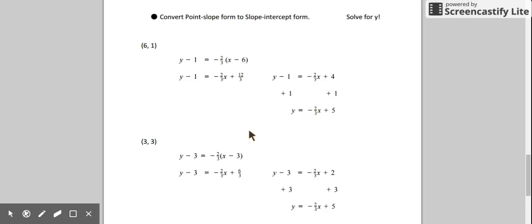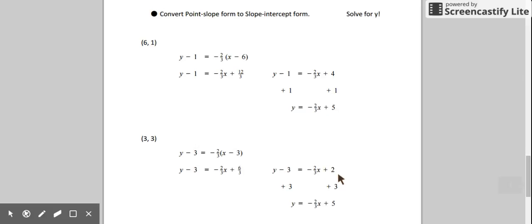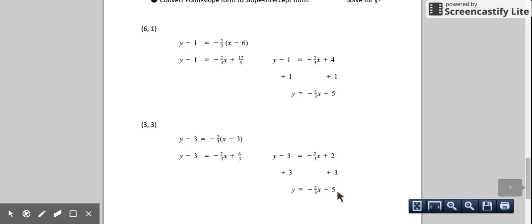Let's take a look at that other equation and see if we get the same thing. So again, I'm going to use my point-slope form, convert it to slope-intercept form, first by distributing my slope inside everything inside these parentheses. Negative 2/3 times x is negative 2/3 x. Negative 2/3 times negative 3, well, negative 2 times negative 3 is 6, divided by 3 is positive 2. And then one more step, just add 3 to both sides, and we get y equals negative 2/3 x plus 5, the exact same equation. So we know we have the exact same line. It was just represented by using two different points in point-slope form.